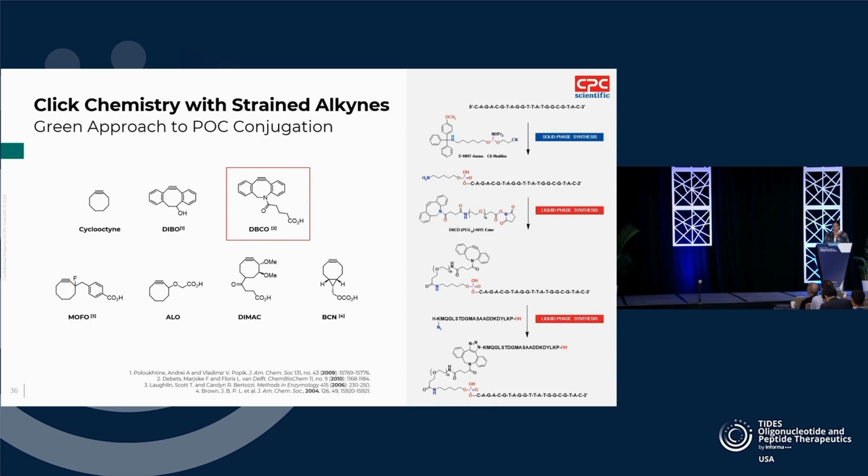So a range of these strained alkynes can be used for the click conjugations of the peptide-oligo conjugations. So we have the BCN, which is very advantageous for fast reaction rates, while the DBCO is actually more stable under these physiological conditions, making it more of a common reagent in bioorthogonal chemistry.